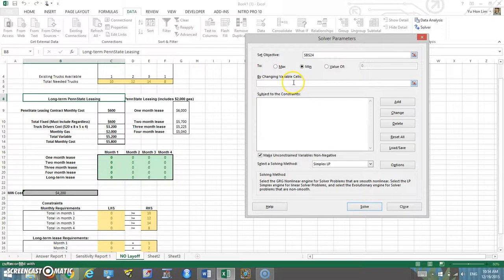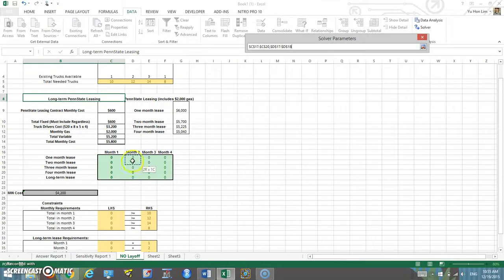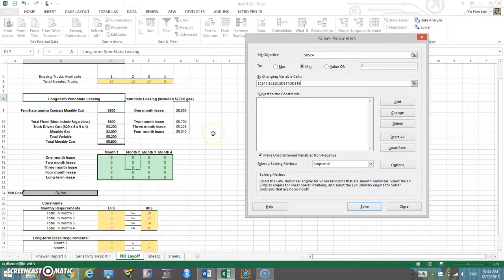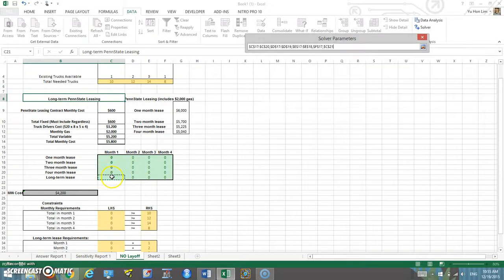Okay, so the changing variable cells are right here. If you lease the truck in month one, that means we could lease it for 4 months, so it would be 4 months here, and we put a comma here. We don't have to do it multiple times, we can do it all at once. Here's month two. Month two, we could lease the truck for 3 months, so it would be D17 to D19. Month three would be 2 months, month three and month four, and then month four. And here's the particular rule for the long term, so we can just highlight here.